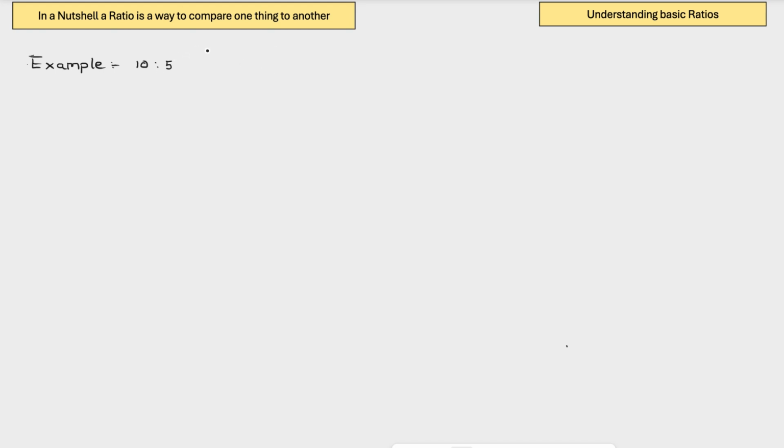For this example, I'm going to show you it's 10 to 5. Now these dots, all they mean is ratio. So instead of writing ratio every time, you put these two dots. It's like shorthand. So we have 10 to the ratio of 5.